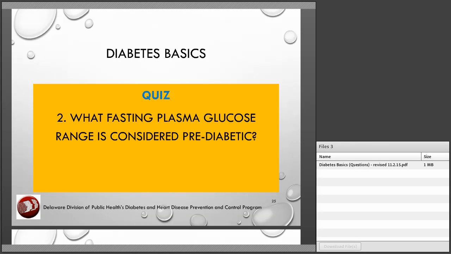All right. What is a fasting plasma glucose range that is considered pre-diabetic? Now, again, this is a blood test, so you've got to go deal with the lady with the needle. And it's fasting, which means that you can't eat for 8 hours before you get this blood test, so it's a little bit like the cholesterol test. Does anybody remember from the presentation what the numbers might be, milligrams per deciliter?